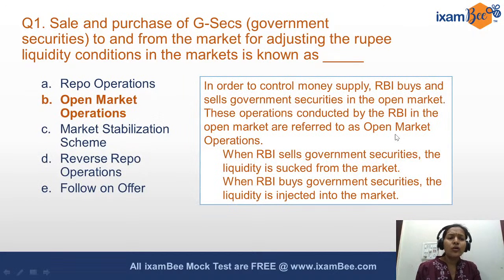Yes, so these are called open market operations. So open market operations are conducted in GSEC. The purpose is to manage the liquidity in the economy. So when RBI wants to suck liquidity, that means reduce liquidity, then they will sell government securities. Why? Because the people will pay the money to buy those, right? And when the RBI wants to inject or increase the liquidity or money supply, then they will buy the government securities from the market.